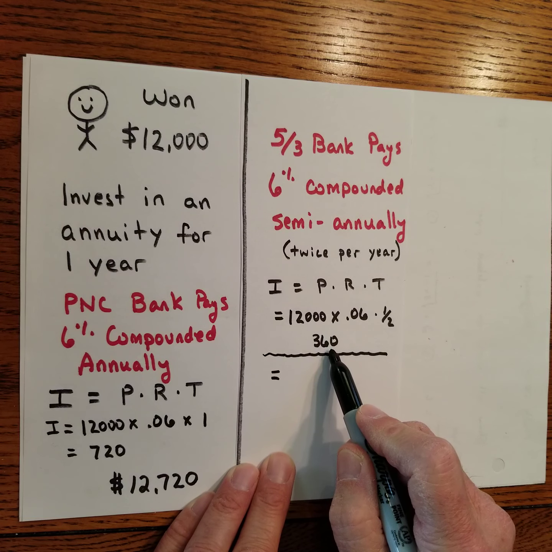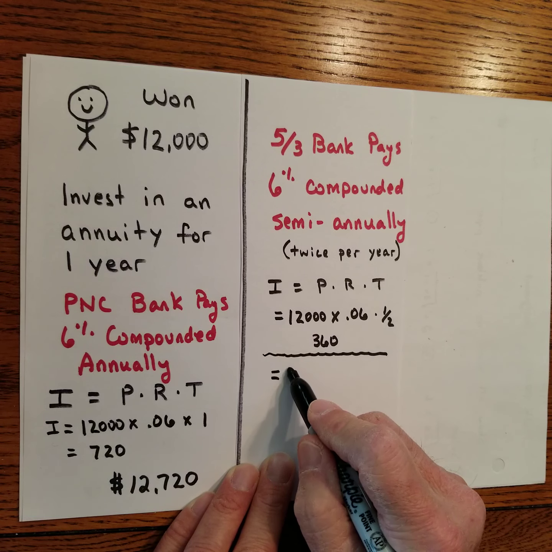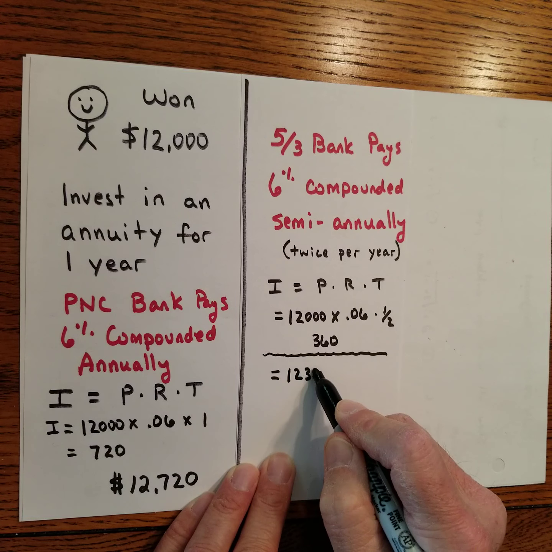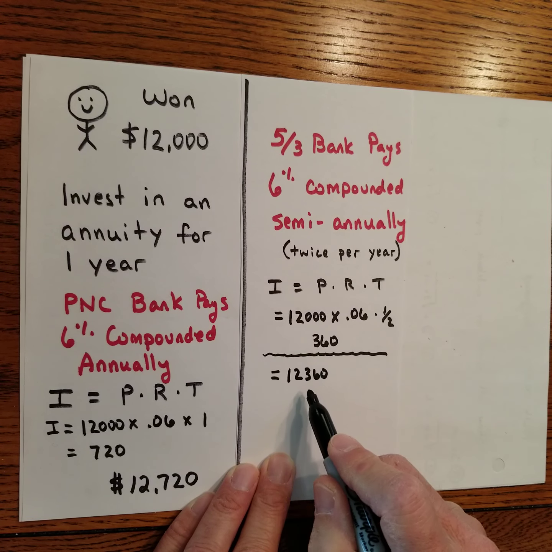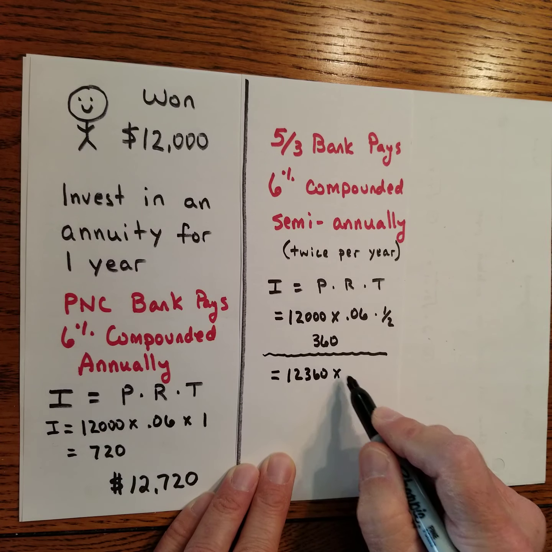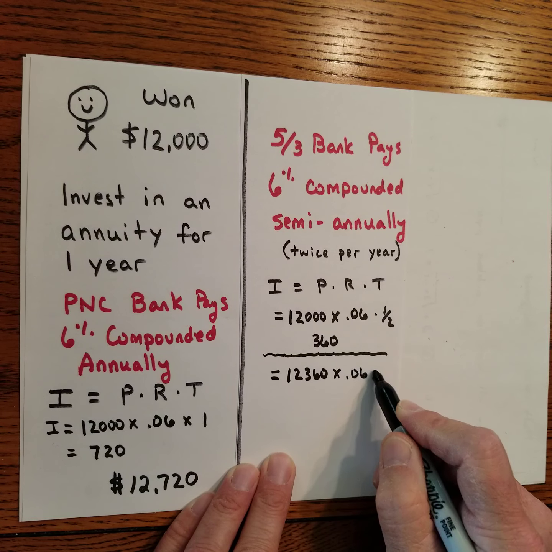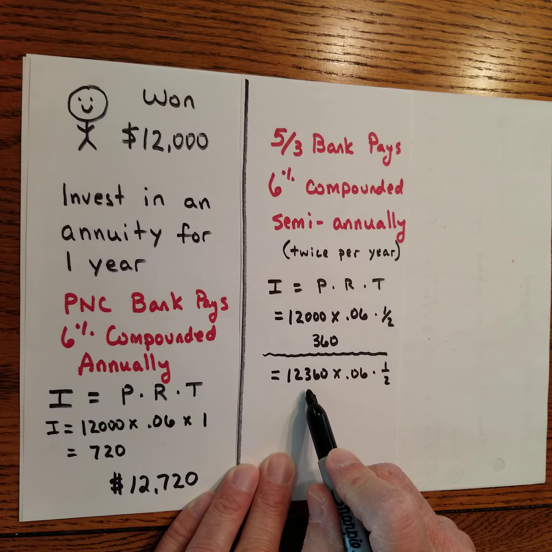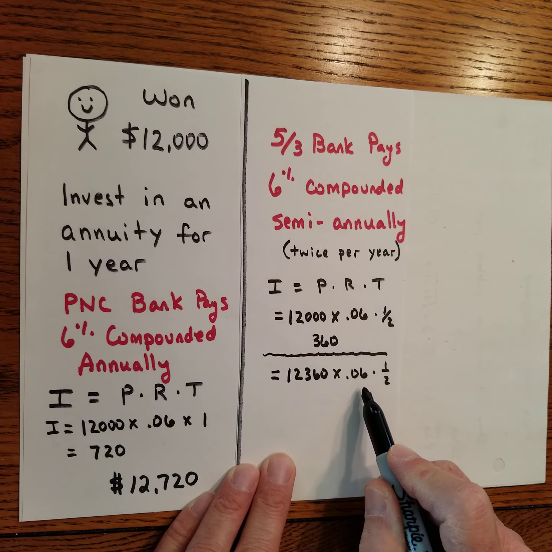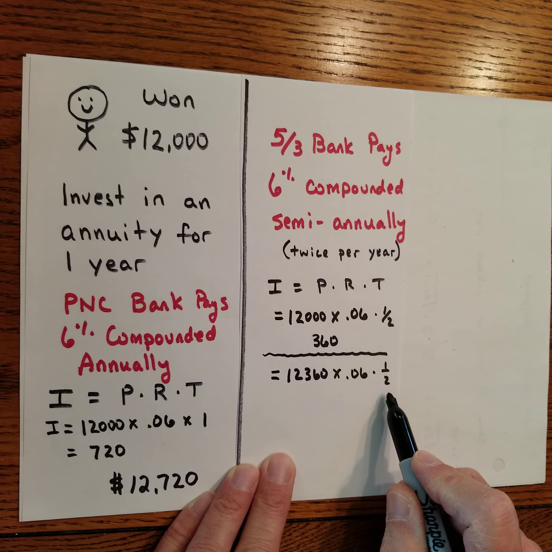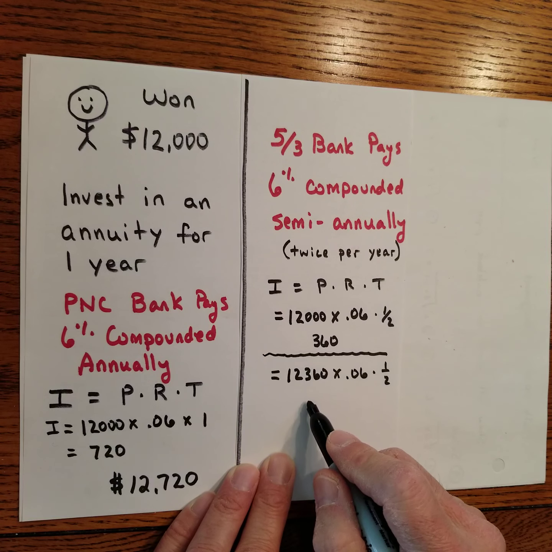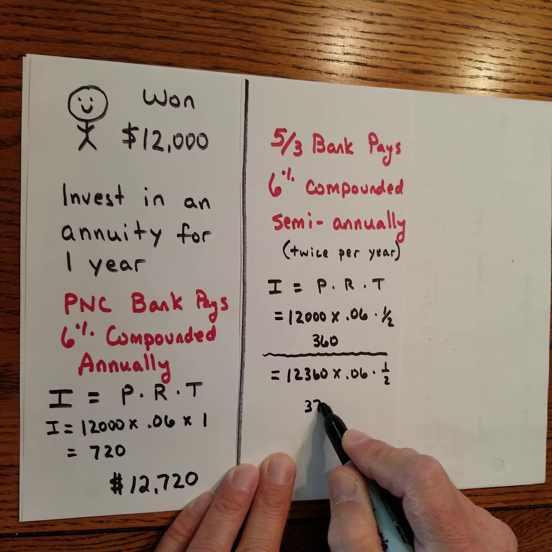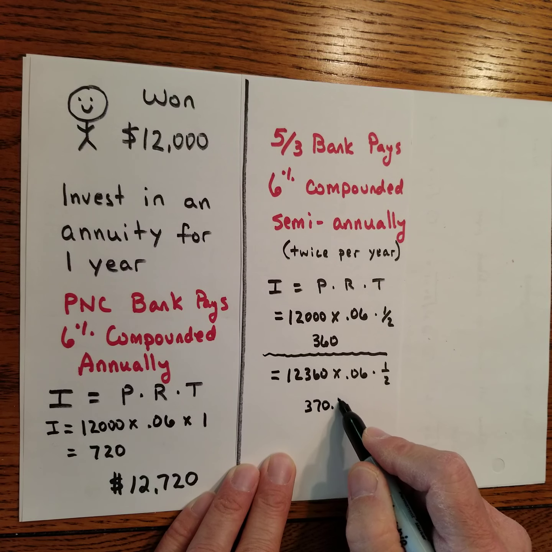Then you add the $360 onto your balance. For the second half of the year, you earn interest on $12,360 at 6% for the second half of a year. Now on a calculator, we'll go 12,360 times 0.06, divide by 2. And your calculator will give you $370.80.